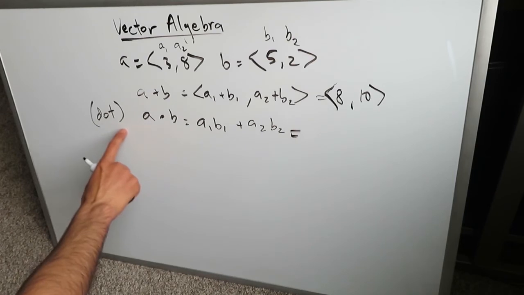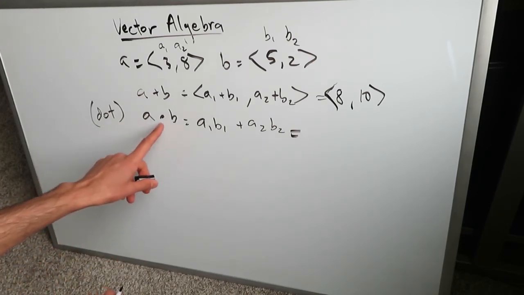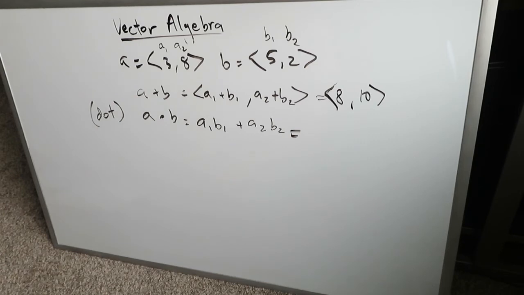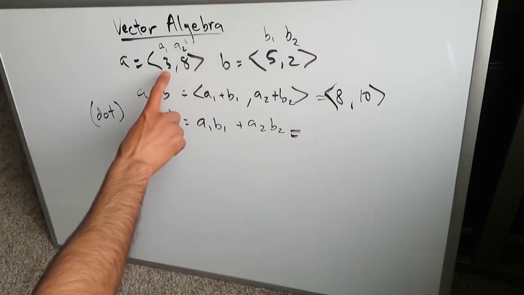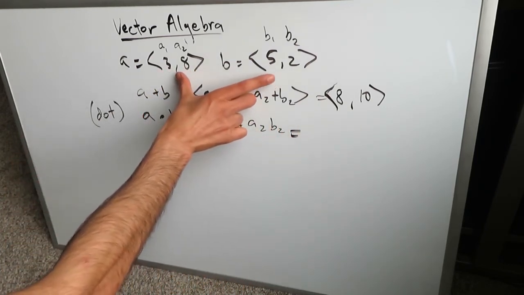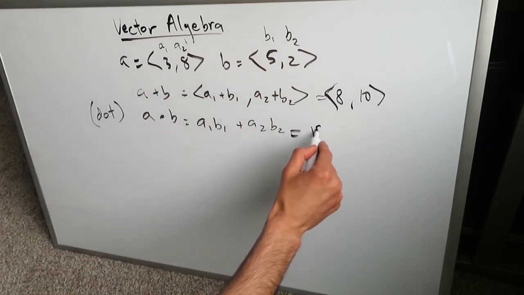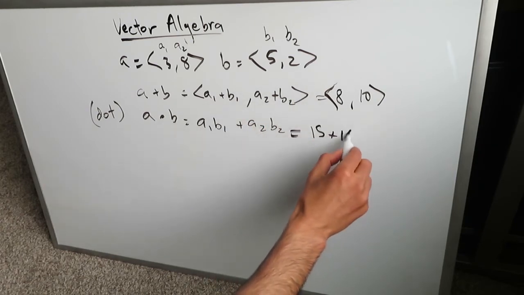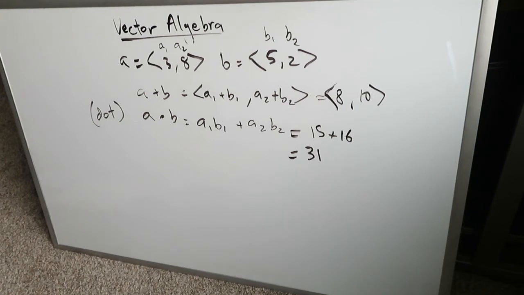Now look at the dot product. The dot product represents the multiplication of two vectors. Now the formula is slightly more complicated, and you lose the vector brackets when you're doing it. You're going to do 3 times 5, the first two, and you'll add them to the product of the second two. So 3 times 5 is 15. What's 8 times 2? That's 16. What do you get? 15 plus 16 is 31. So the product of these two vectors gives you a quantity 31.